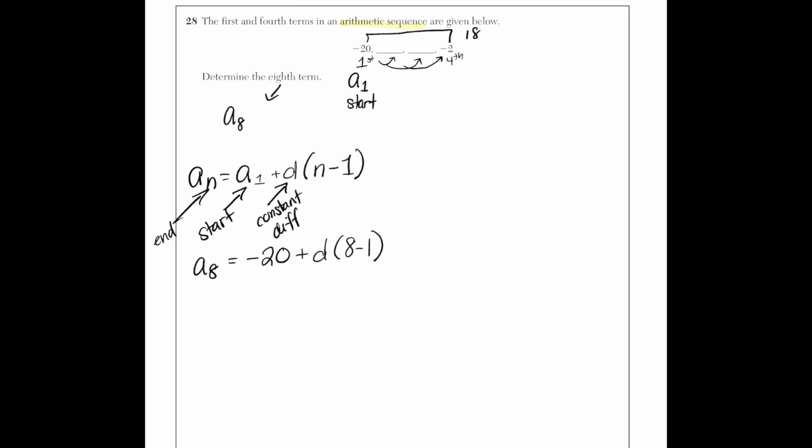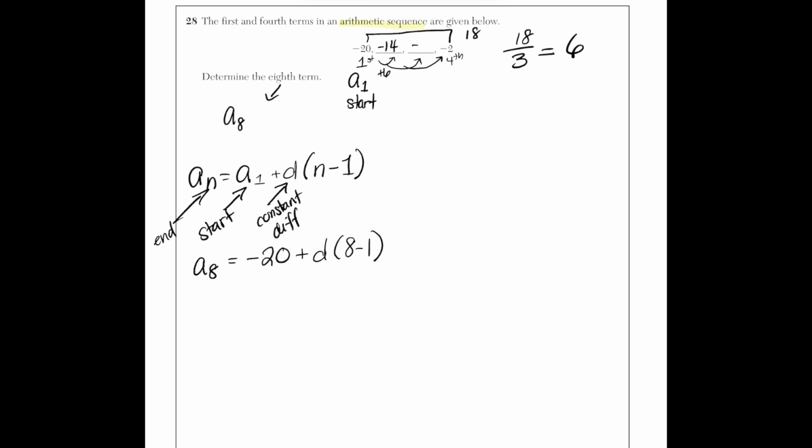But what if I want to jump 1 at a time? So I'm going to say, what if I just divided this 18 by 3? I would have a constant difference of 6. This means that each time I'm adding 6. So -20 plus 6 is -14.